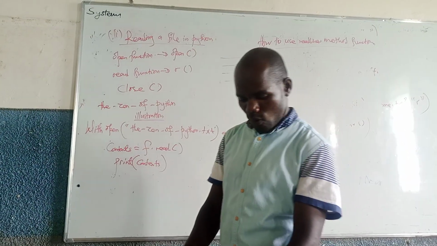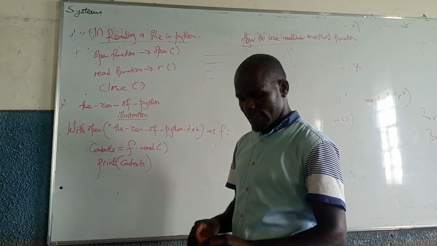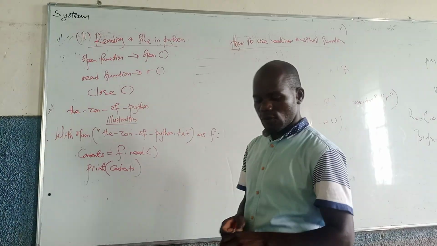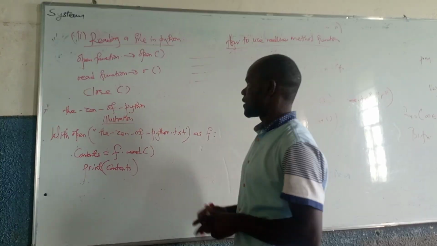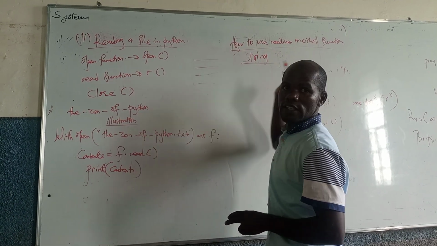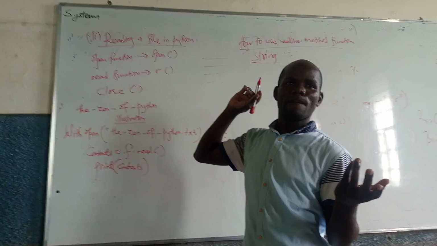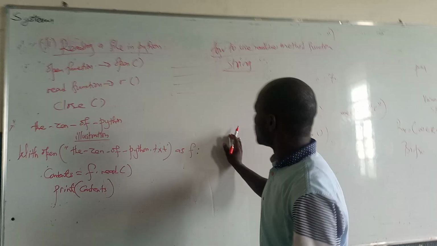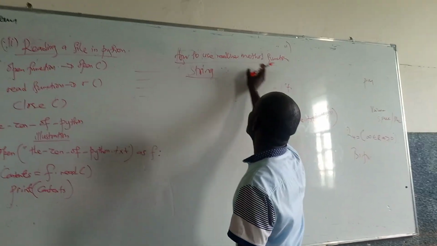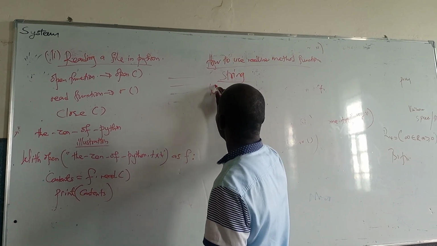So here we can use the readlines method to read the text file and return the file contents as a list of strings. I think you know what a string is.